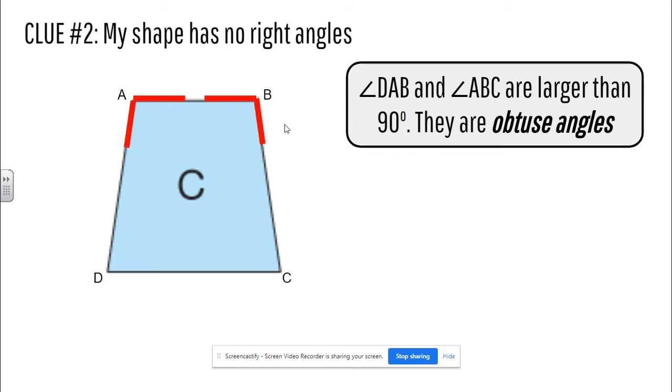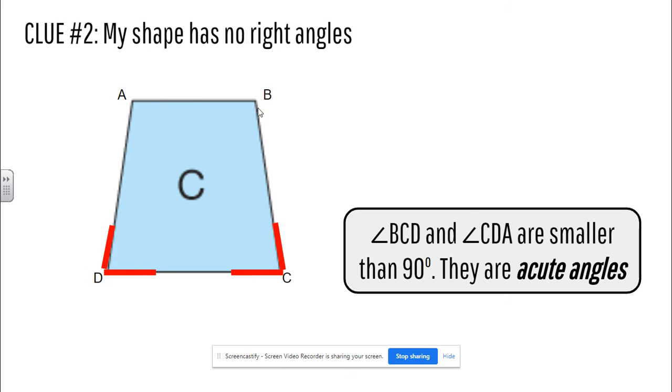Clue two was my shape has no right angles. And if you can see here, we don't have any angles that are those square corners. I've got angle DAB, and we name it that because A is at the vertex, but it goes from DA to AB. So that angle and ABC, those are larger than 90 degrees. We call those angles obtuse, and we discussed that earlier this year. We also would look at angle BCD and CDA. Those two angles are smaller than 90 degrees. Those are acute angles.